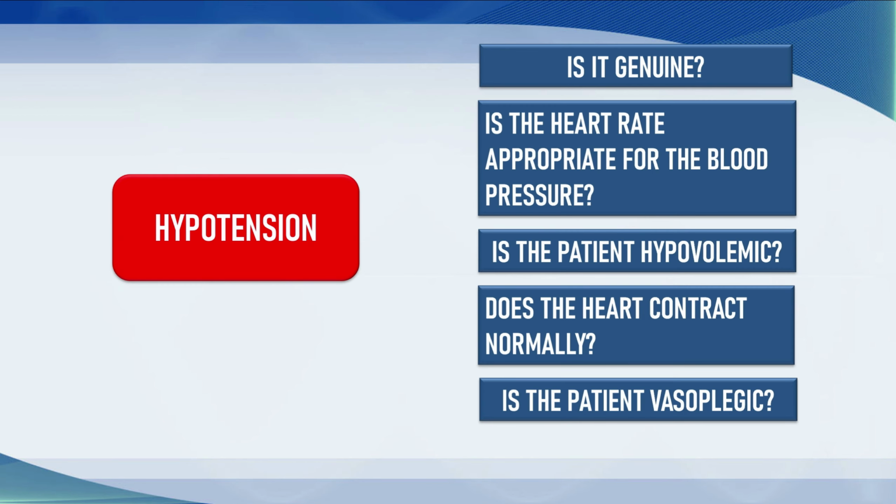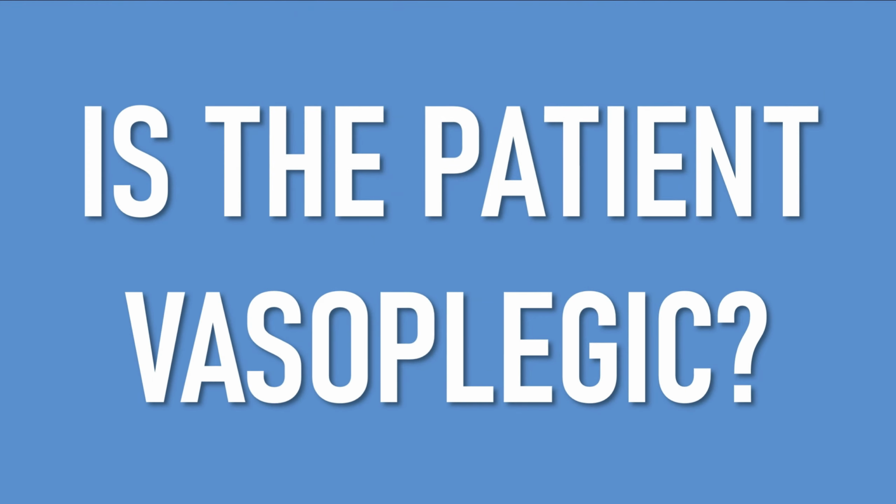So working the problem of hypotension here, yes, it's genuine, yes, the heart rate is appropriate for the blood pressure. Is the patient hypovolemic? Well, she may have relative hypovolemia. The heart may or may not contract normally, but it's most likely that she is vasoplegic. And vasoplegic shock is the hallmark of what we see with septic shock.